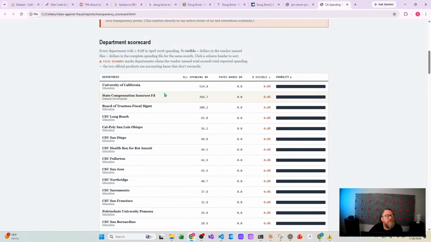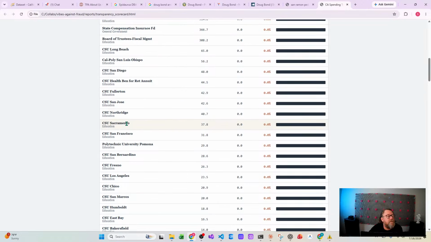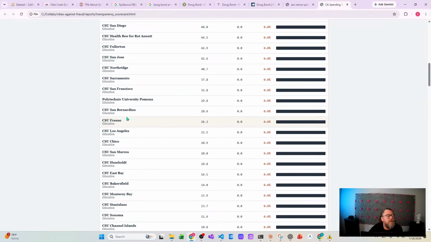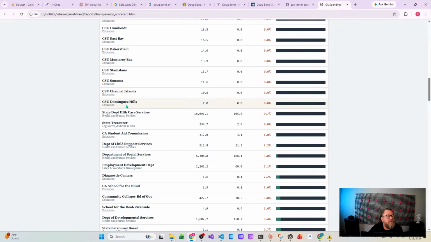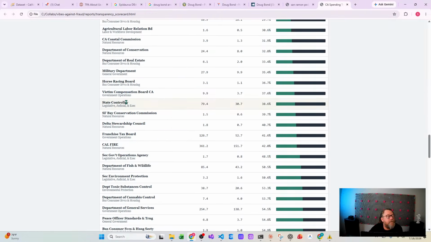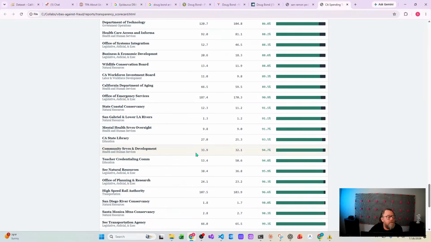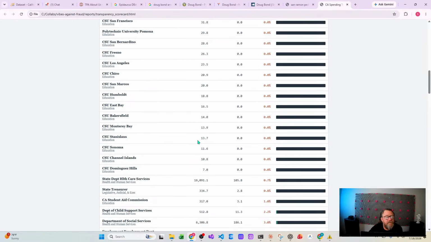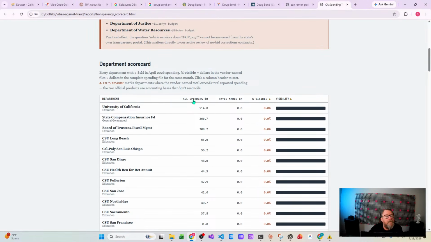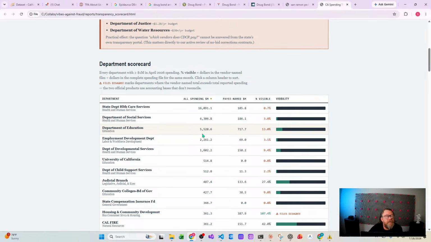State Compensation Insurance Fund. A lot of the California state universities don't have visibility. Interesting. Okay. I don't really know what I can do with this yet. But we've got something. We've got some kind of output. Annual spending. Community Colleges Board of Governors, $427 million. Why?